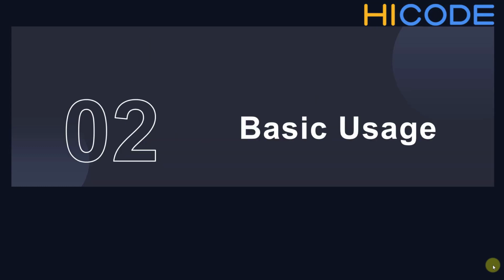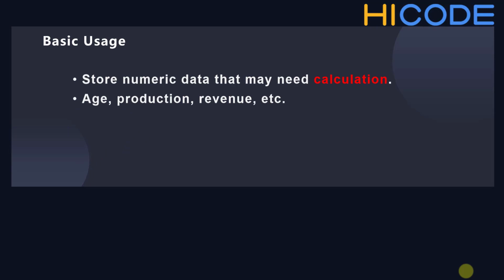Then when are we going to use them? As the name suggests, we usually use numeric variable for storing numeric data that may need calculation, for example, the user's age or the production or revenue. The simplest way to determine whether to use a string or numeric variable is to think about whether you need to do calculation on this data in question.